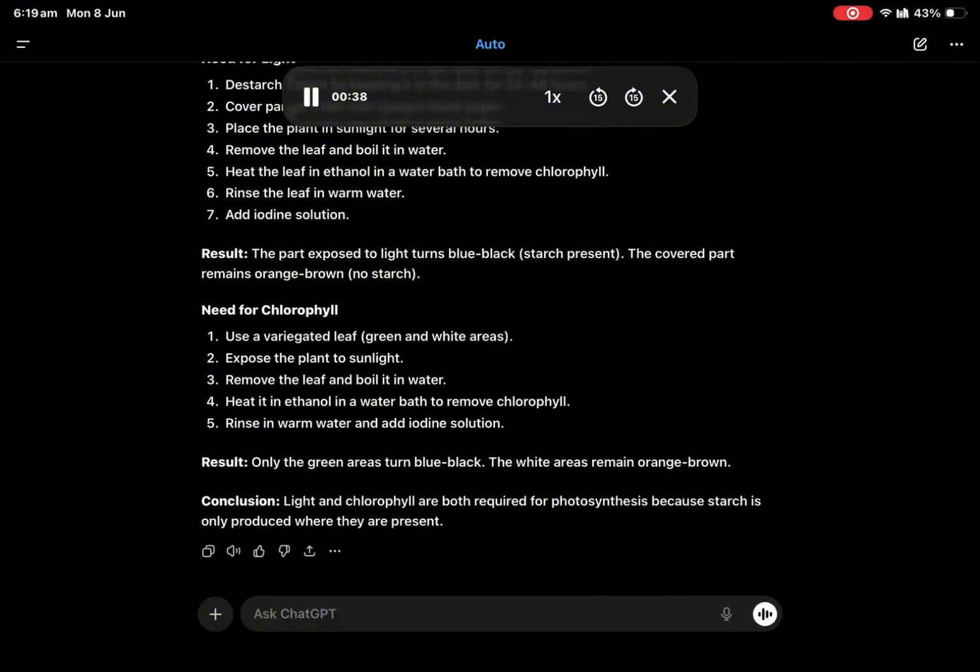Need for chlorophyll. 1. Use a variegated leaf, green and white areas. 2. Expose the plant to sunlight. 3. Remove the leaf and boil it in water. 4. Heat it in ethanol in a water bath to remove chlorophyll. 5. Rinse in warm water and add iodine solution. Result: only the green areas turn blue-black. The white areas remain orange-brown. Conclusion: light and chlorophyll are both required for photosynthesis because starch is only produced where they are present.